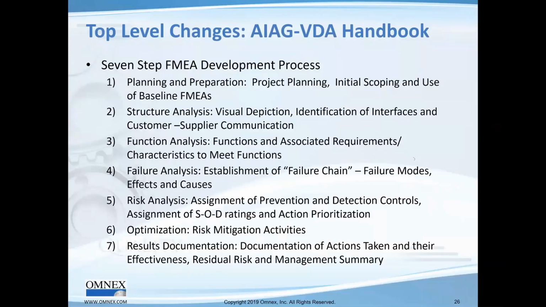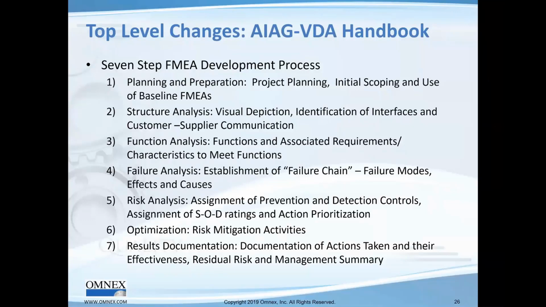All right, and the failure analysis is where the linkage between the failure mode at the focus level with the effect on the higher level and the cause at the lower level. And then, of course, you do risk analysis, the SOD, and the action prioritization, and then optimization in step 6 with the risk mitigation activities, and then, publishing a management summary and not just results documentation, but it's communication of the results. So this is a 7-step process.